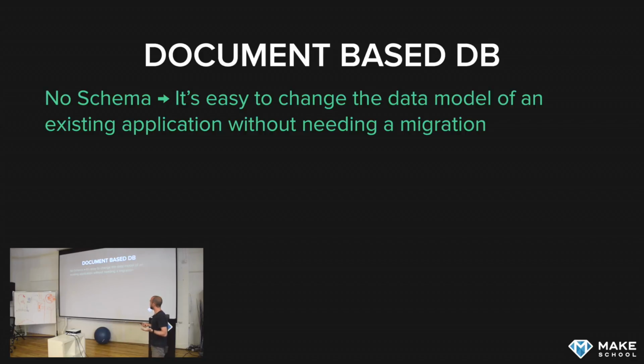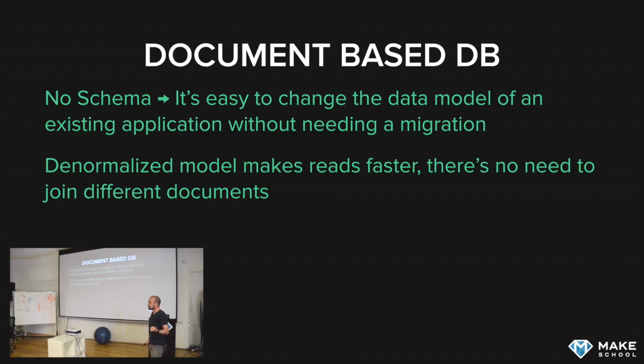So to the benefits and drawbacks of document-based databases, as I said, there's no schema. That has an upside. It's easy to add additional fields, for example, to a data model. The denormalized model makes it easier to read information. As I said, if you want the product details of a product that a user purchased, you have that information within the document that you're looking at. You don't have to join with other parts of your database.